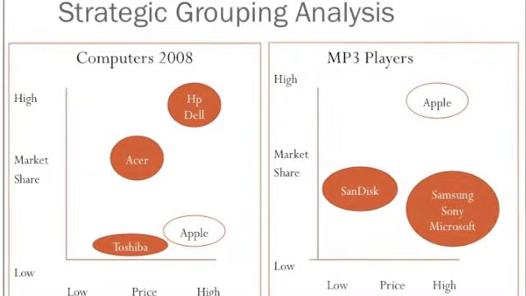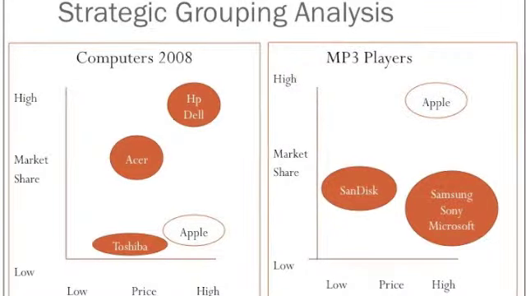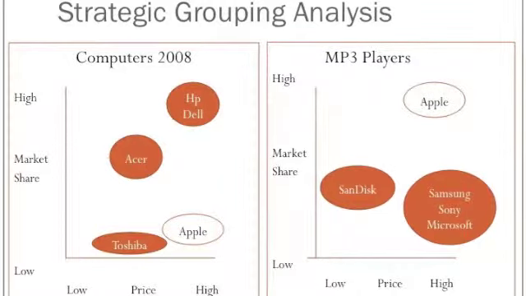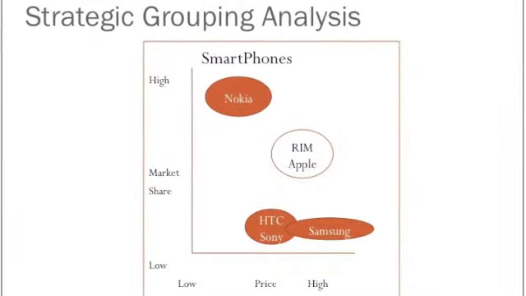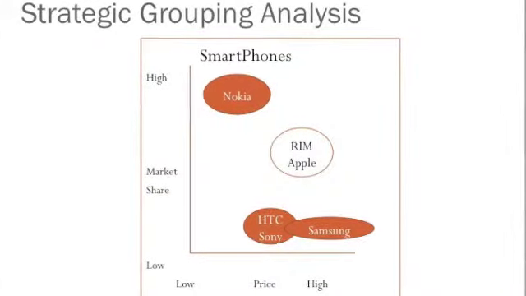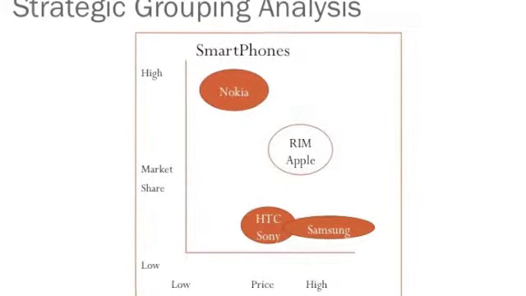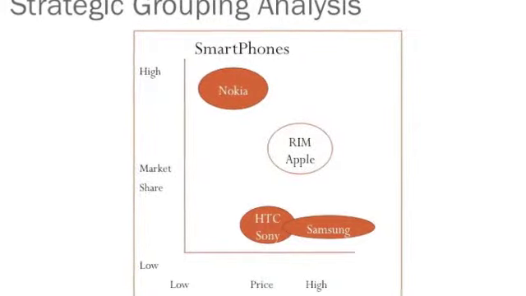Also shown is how Apple dominates the MP3 player market. Ever since iTunes became available to all MP3 players, Apple's market share dropped slightly. In the third graph, we see that Apple is right in the middle with a middle-priced smartphone and a middle market share. Apple currently only has the iPhone and a few generations of it. Once they have more options, their market share has the opportunity to increase.